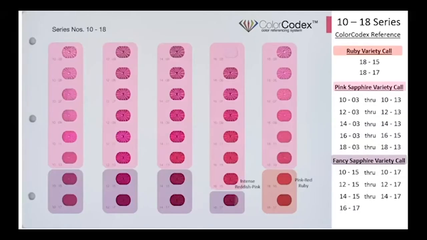In the ColorCodex system, this is the first sheet, just to show you how we've mapped this out in the AGL lab. We used actual stones here. So the first thing that should strike you is that the designation of a pink sapphire is much broader than most people probably realize.